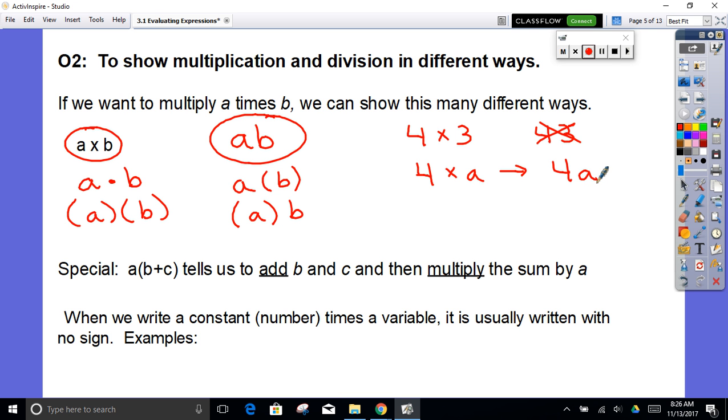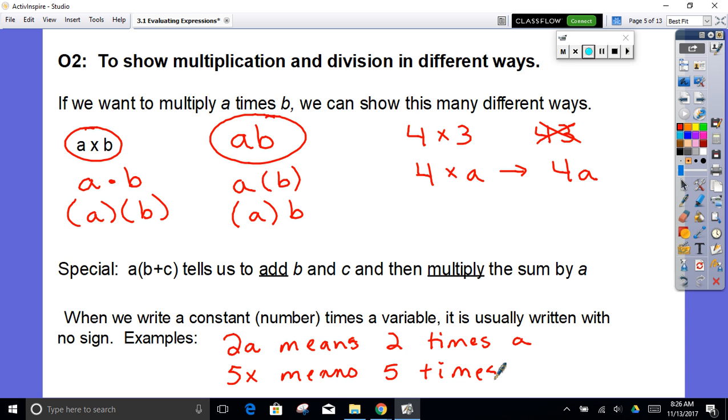And we talked about up here already, when we write a constant, a number times a variable, it is usually written with no sign. So, for example, 2a means 2 times a, and if we have something like 5x, that means 5 times x.